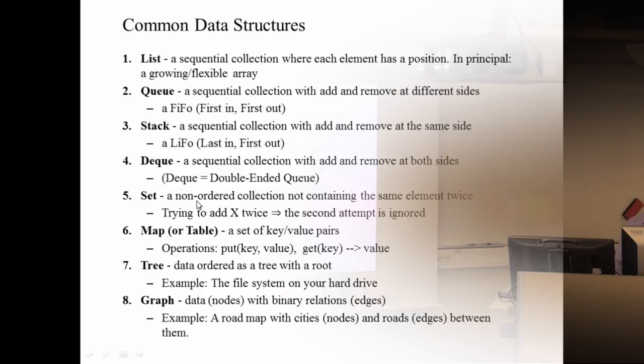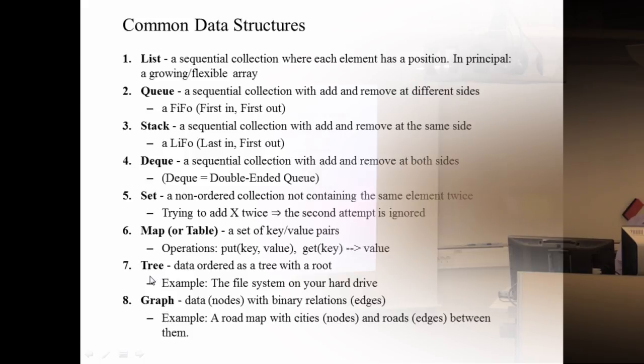And we have a set data structure that doesn't allow duplicate values, but it's a non-ordered collection. We have a map, tree, and a graph. So we already have looked at most of them, and we also have looked a bit at tree, but we have not yet talked about graphs.